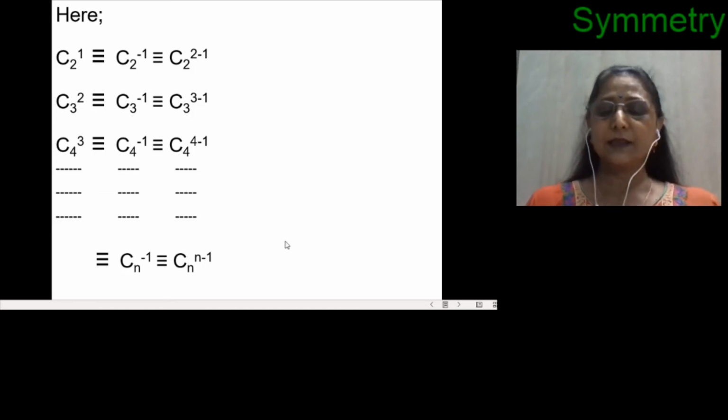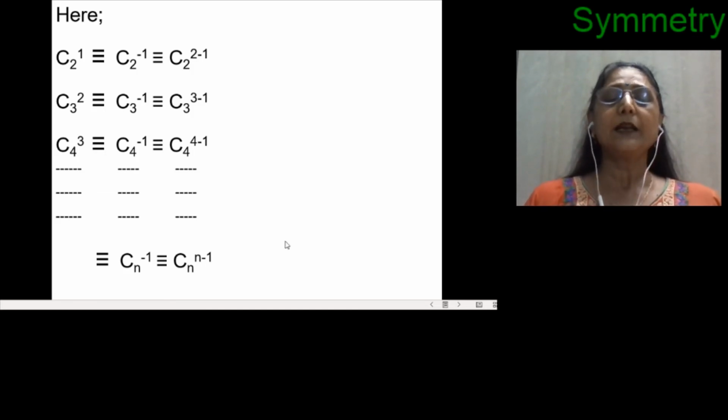Hence our answer is proved: Cn n minus 1 is equivalent to Cn inverse, that is, we can obtain the same structure with these two different rotations, anti-clockwise one time and clockwise a number of times depending on the value of n, where n is the number of rotations required to get the original structure, or we can say n equals 360 divided by theta, where theta is the angle of rotation.